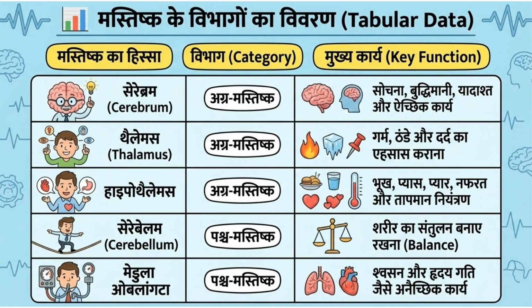The cerebrum handles thinking and intelligence. The thalamus registers temperature and pain. The hypothalamus controls hunger, thirst, love, hate, and temperature. The cerebellum maintains balance, and the medulla oblongata controls involuntary actions like breathing and heart rate.